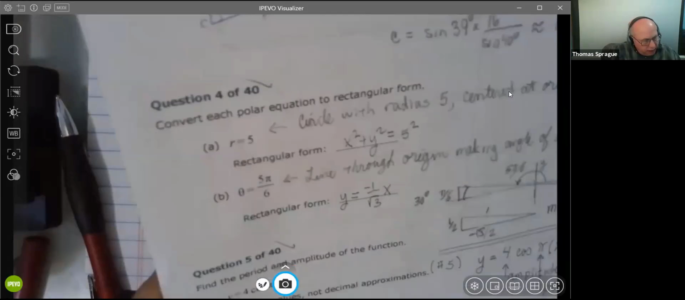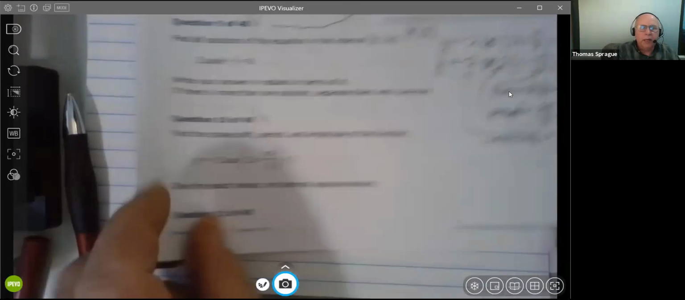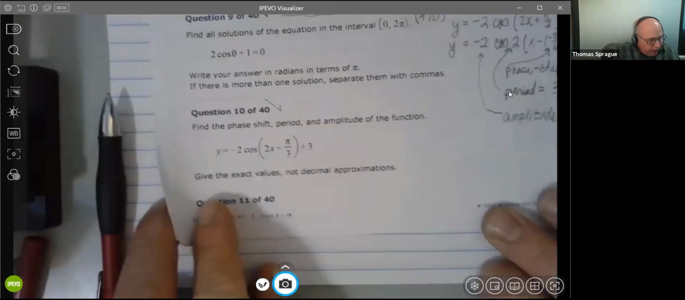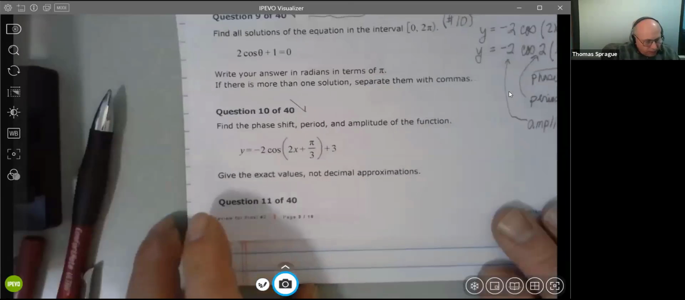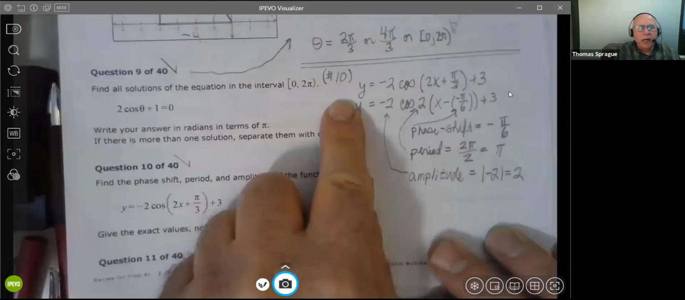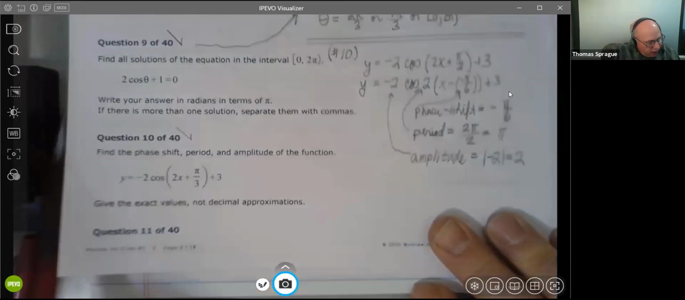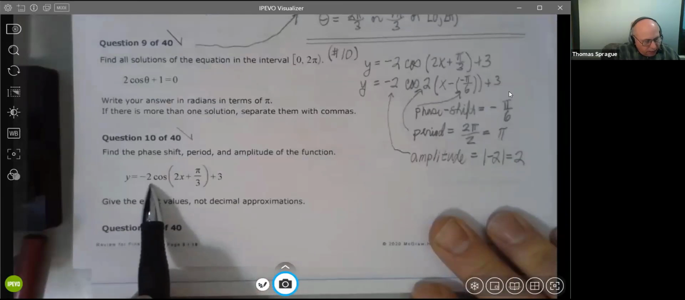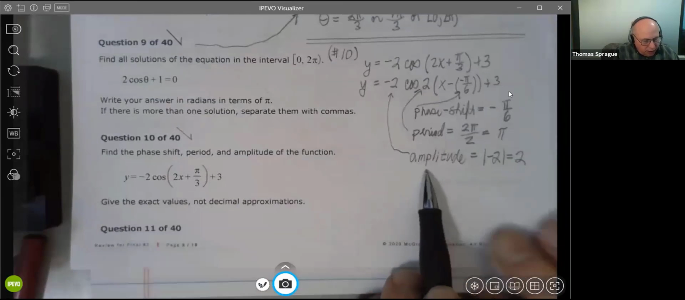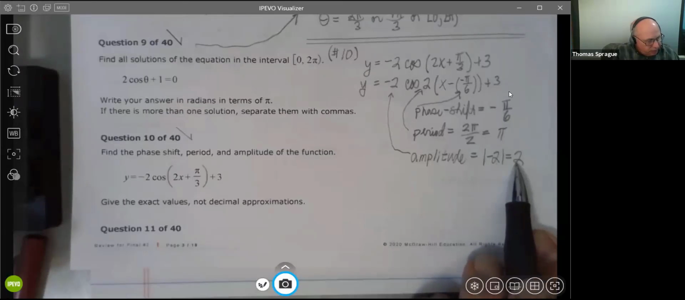Let me see if there's another one like this, because there is. Number 10 is also on the list. Got a check mark. So let me just do that one quickly. The solution is over here. Once again, the amplitude you get by looking at this coefficient out here and taking its absolute value. So the amplitude is the absolute value of -2, which is 2.